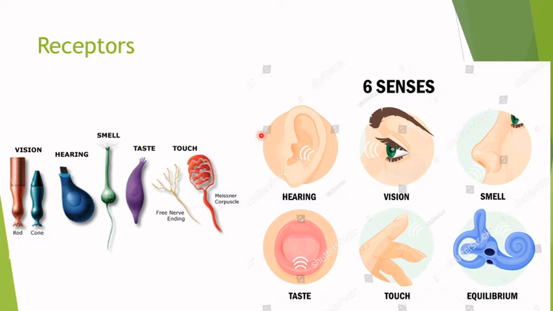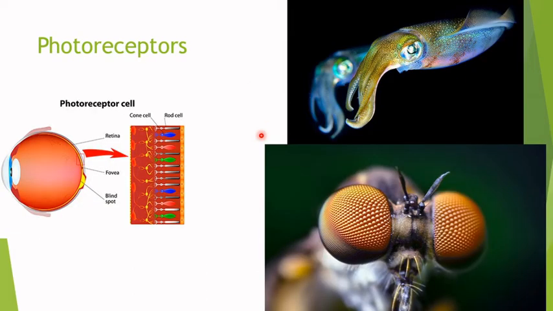The stimuli are going to be classified in different ways, but one of the most common is depending on the type of stimuli they detect. So we're going to study four types: photoreceptors, mechanoreceptors, chemoreceptors, and thermoreceptors. Right, photoreceptors. These are going to be the ones that detect light.